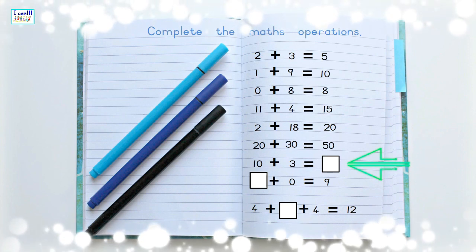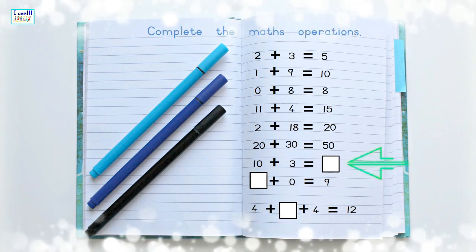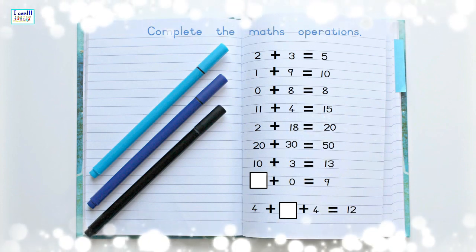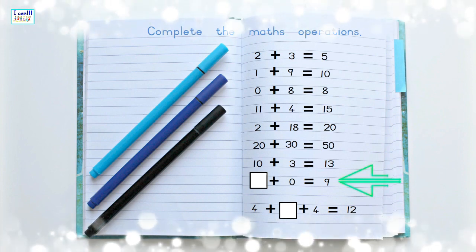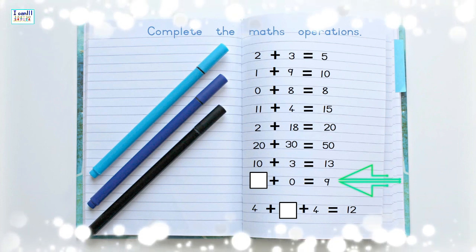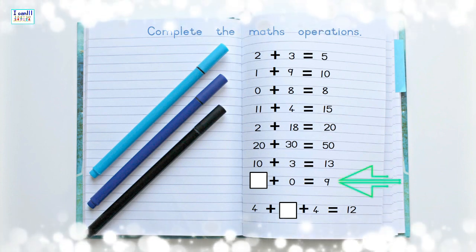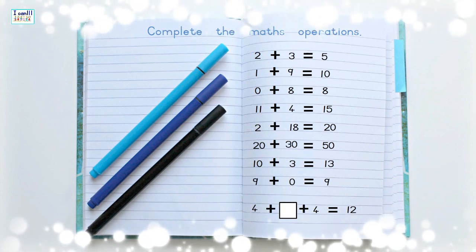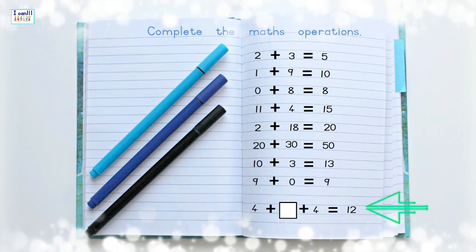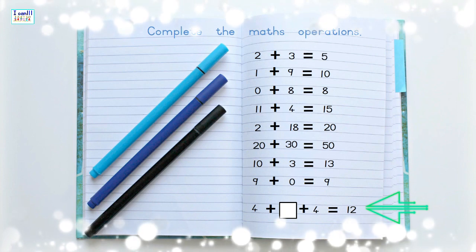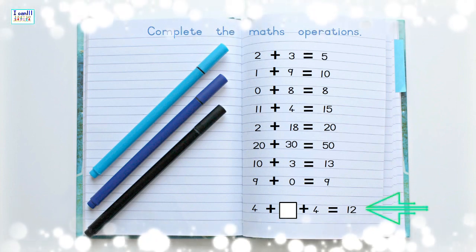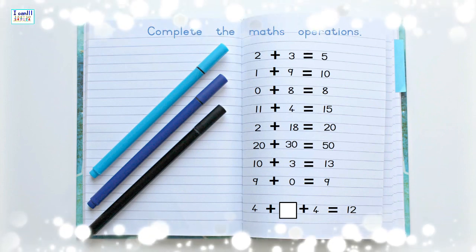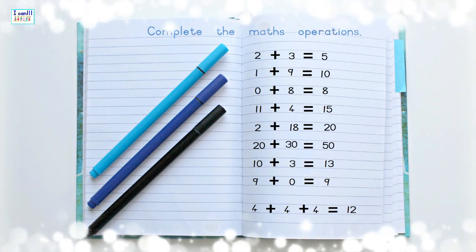10 plus 3 equals 13. How much plus 0 gives us 9? 9, of course. Let's try this one. 4 plus how much plus 4 equals 12? 4. You are getting so clever.